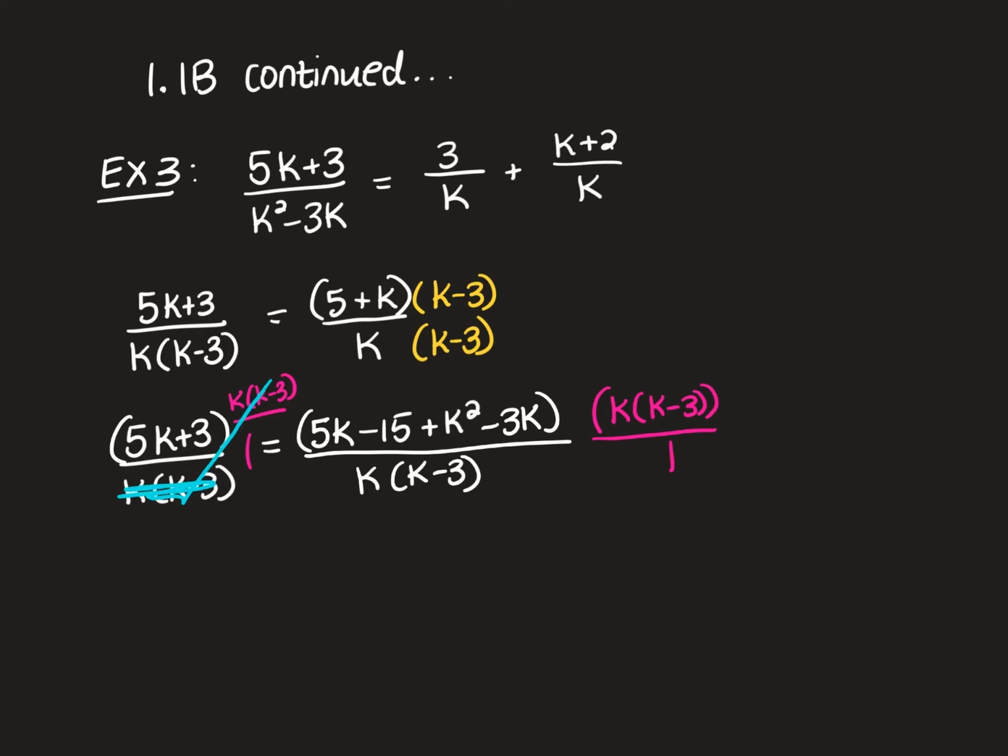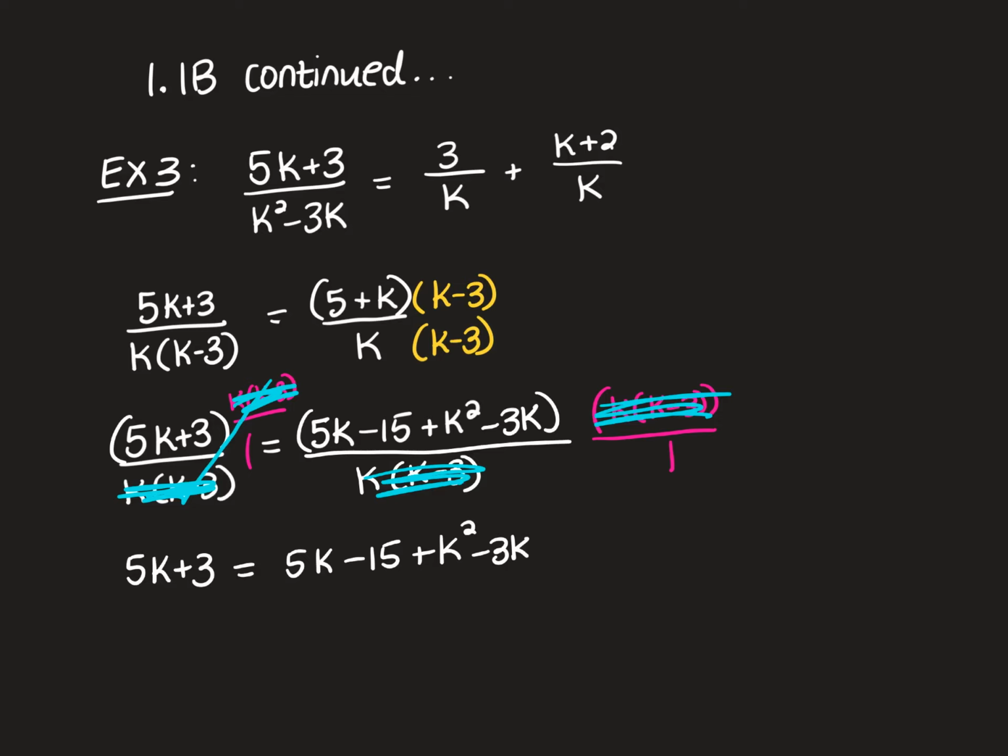And then once again, what's really nice, and this is why we do this, we end up with our giant 1s. This entire denominator and this entire numerator is going to give us a giant 1. Same thing here. This denominator and this numerator is going to give us a giant 1. And that eliminates all fractions from our problem. So now I just have 5k plus 3 equals 5k minus 15 plus k squared minus 3k.